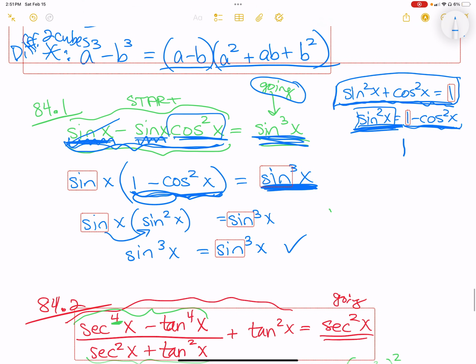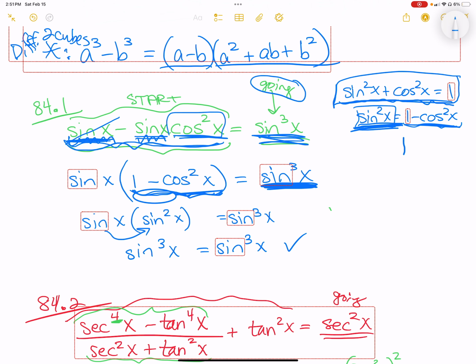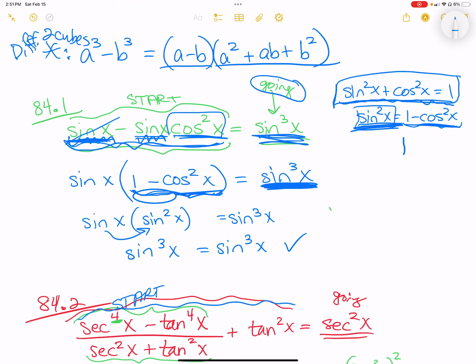All right, so the next one, where am I starting? Where am I going? Here's where I'm starting, with all this on this side. And somehow I'm going to simplify all this until it says secant squared x. This one looks like it's going to be a bit trickier, but let's see what we can do.